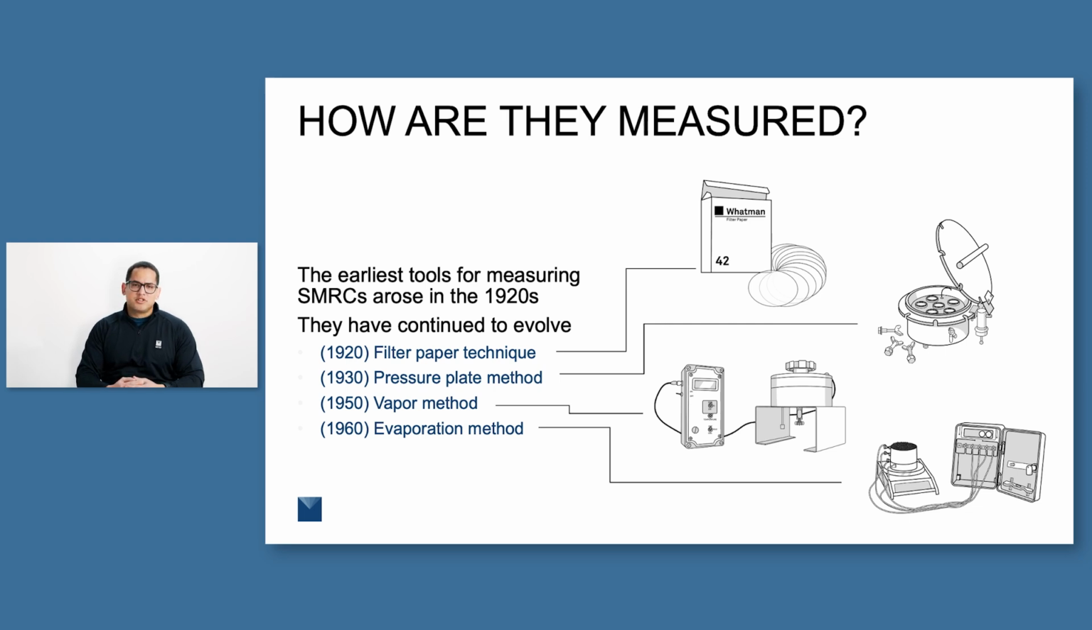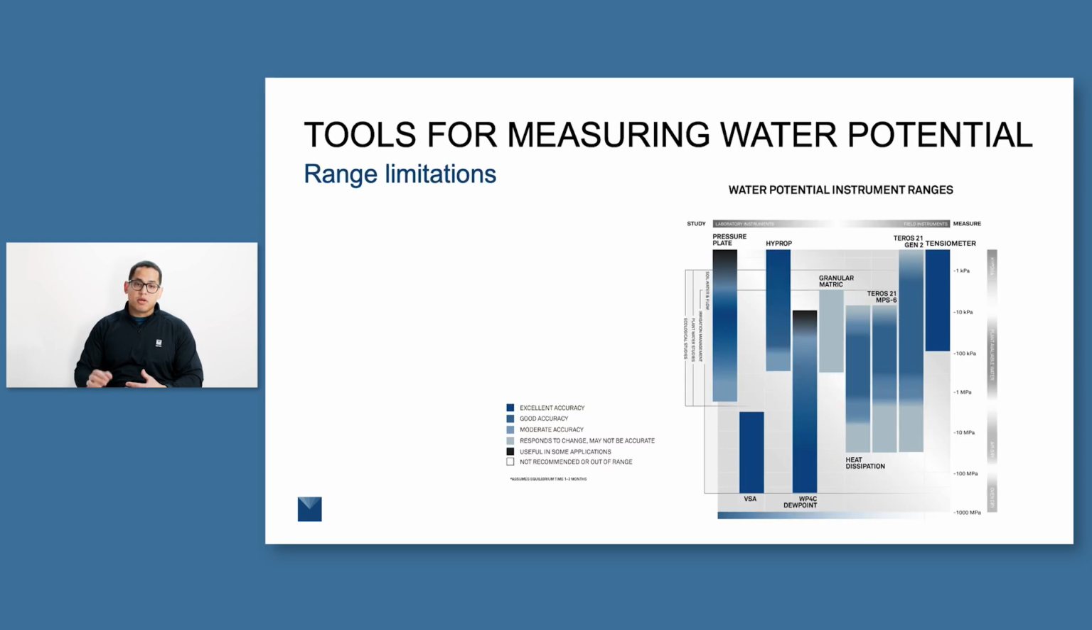And then in the 1960s, we came out with the evaporation method. That method has evolved a little bit as well over time. All of these methods have evolved to some extent as the technology has moved along. But these have been some of the early tools for making these measurements, and all of them have had their challenges, but many of them are still used today. And today we're going to focus on a couple of methods.